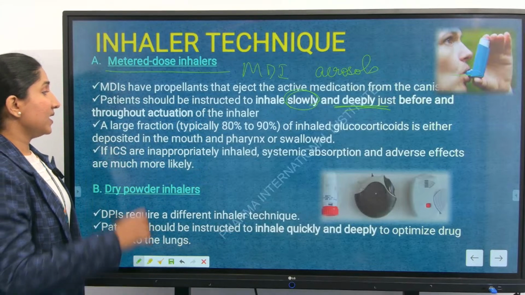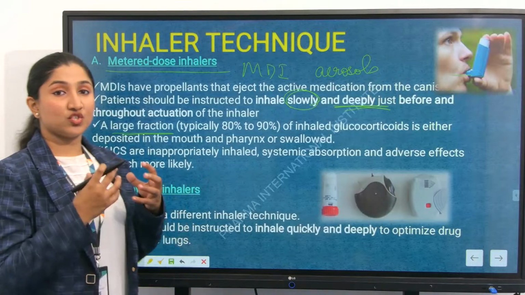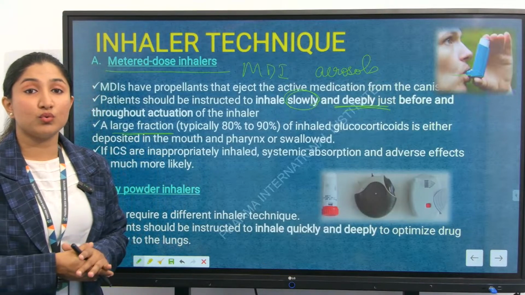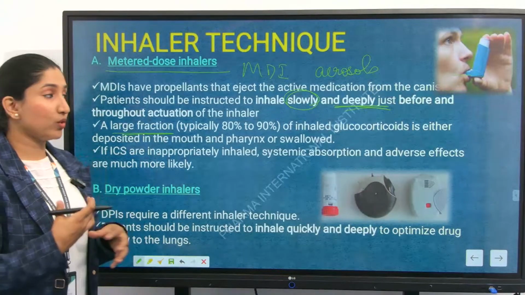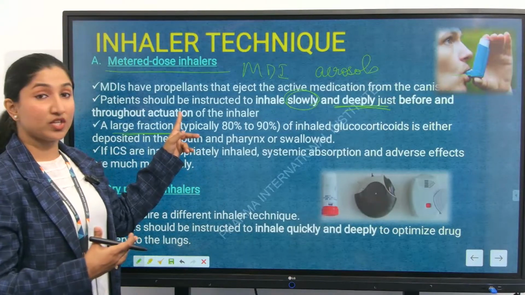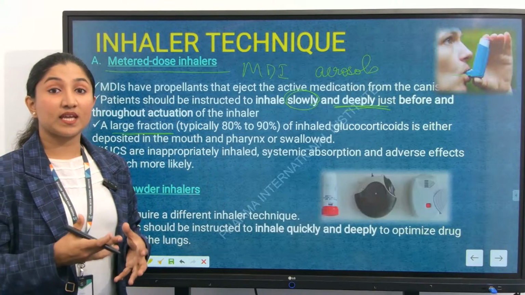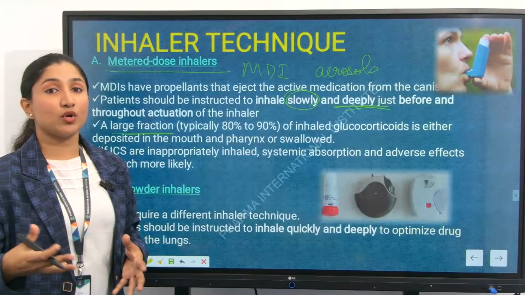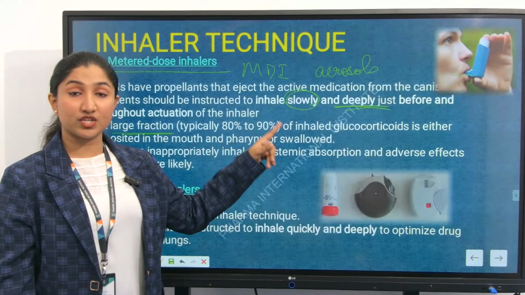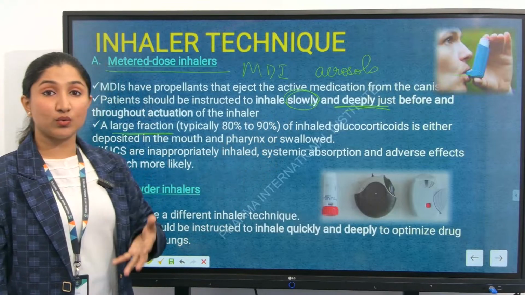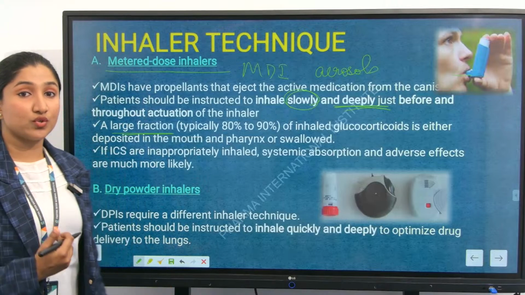Because a large portion of the drug that is released from the metered dose inhaler can accumulate in the mucosal lining of the mouth, and this can be swallowed by the person. Especially since it is corticosteroids, when we take it in the inhalation form, it can be absorbed from the stomach and can cause systemic effects. So in order to avoid that, this proper inhalation technique has to be used, where you inhale slowly and deeply so that the majority content of the drug that is administered goes into your airways.